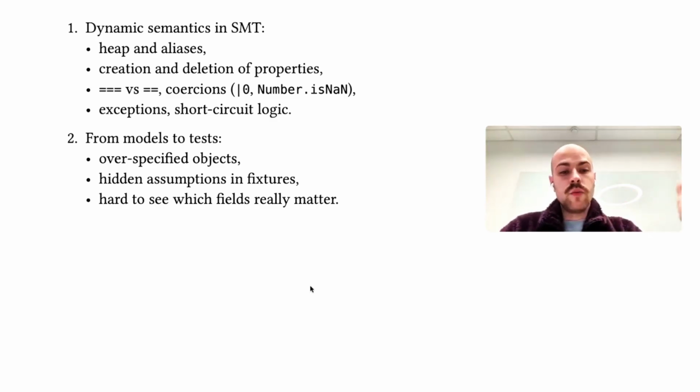And the second one: from SMT models, where we can have interpretations of all the symbols in the program, we want to create not over-specified objects. We want to create minimal objects. We need to have minimal inputs, passing minimal objects for these tests.